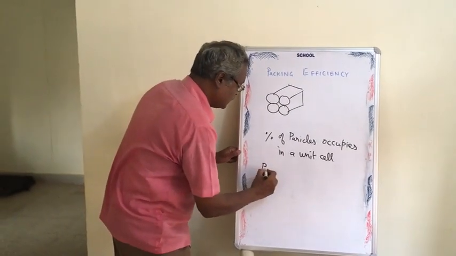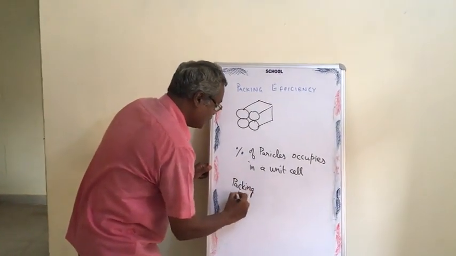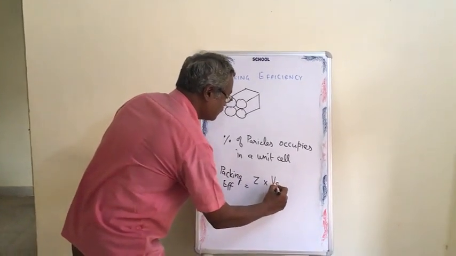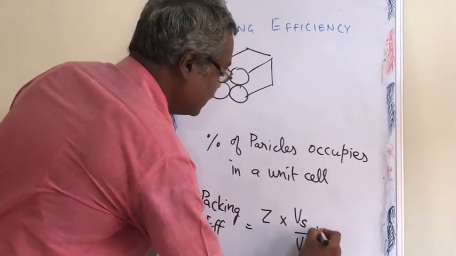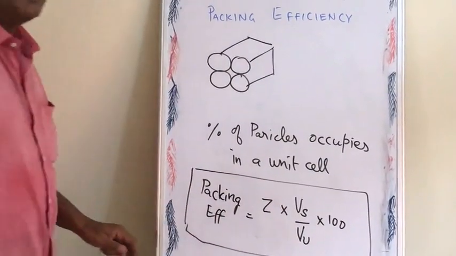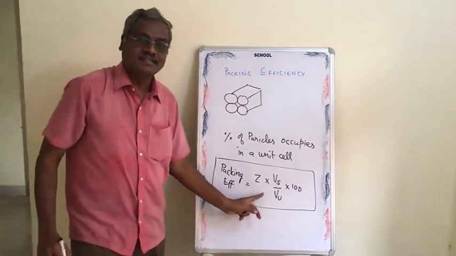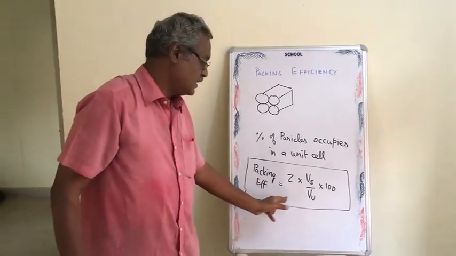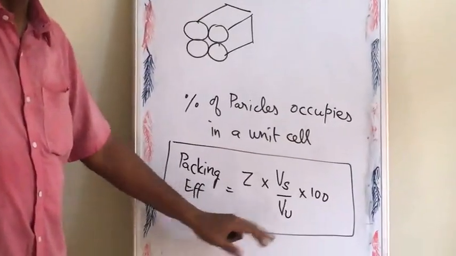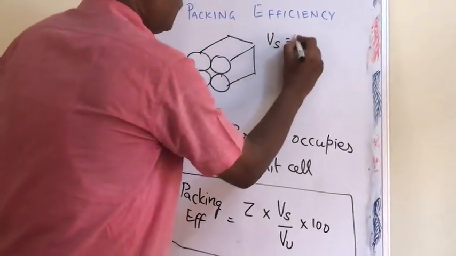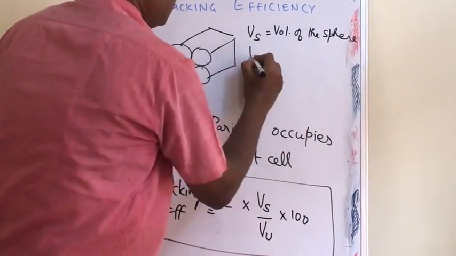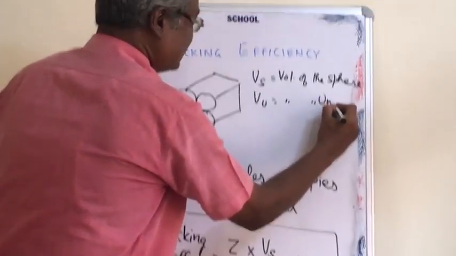The packing efficiency is calculated by a formula: Z into volume of the sphere divided by volume of the unit cell into 100. So this is the formula. Packing efficiency is equal to Z. What is Z? Z is the number of atoms in the unit cell. Vs is nothing but the volume of the sphere, and Vu is the volume of the unit cell.